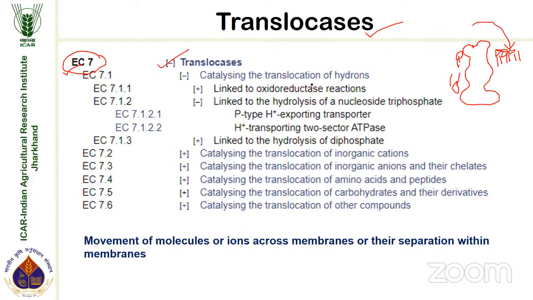If they are translocating only hydrons, meaning H plus, those kinds of transporters, like all the ATPases or P-type H plus transporters, come under translocases. So don't be surprised if any EC number starts with 7. I have not come across any questions because it has not got any place in textbooks, but you may soon get questions from this class of translocases too. It covers the movement of molecules or ions across membranes, or their separation within membranes.